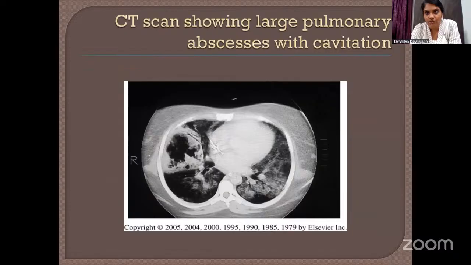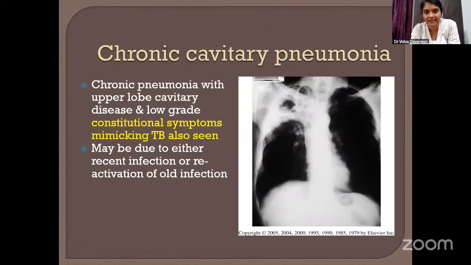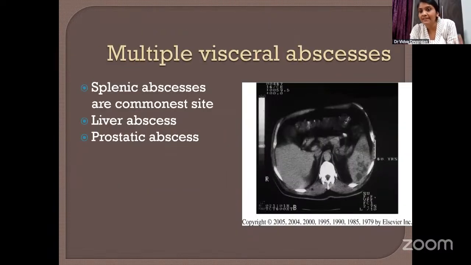This is a CT showing a large pulmonary abscess with cavitation. It could mimic TB, like I said, and multiple visceral abscesses. So when you have splenic abscess, not just Staph aureus, you'll have to think of Klebsiella. You'll have to definitely keep melioid in mind. Prostatic abscess, one of the organisms with predilection for the prostate, apart from Cryptococcus, is also Burkholderia pseudomallei.